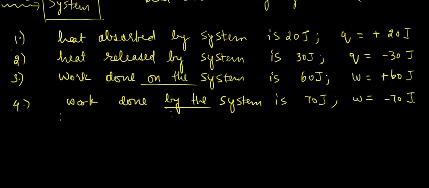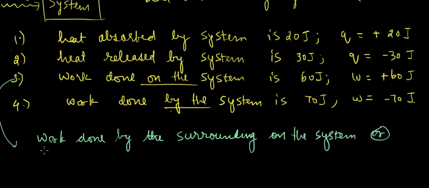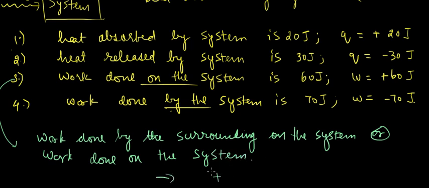So let's see this further. What do we mean by work is done on the system? Work is done by the surroundings on the system. Or in plain words, we can write that work is done on the system, just like the previous statement. So work done on the system would always be considered as positive.